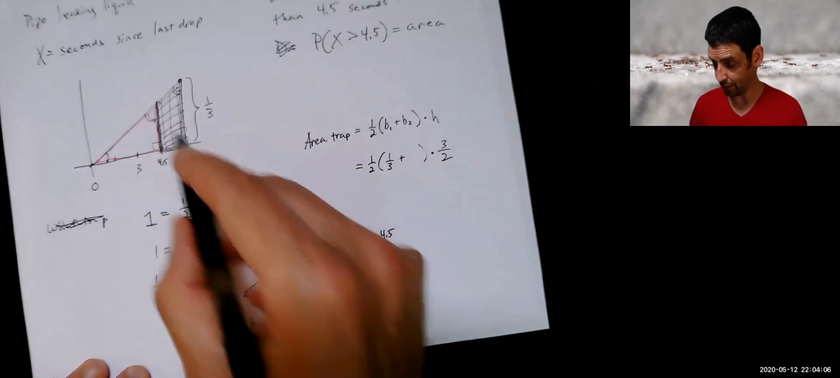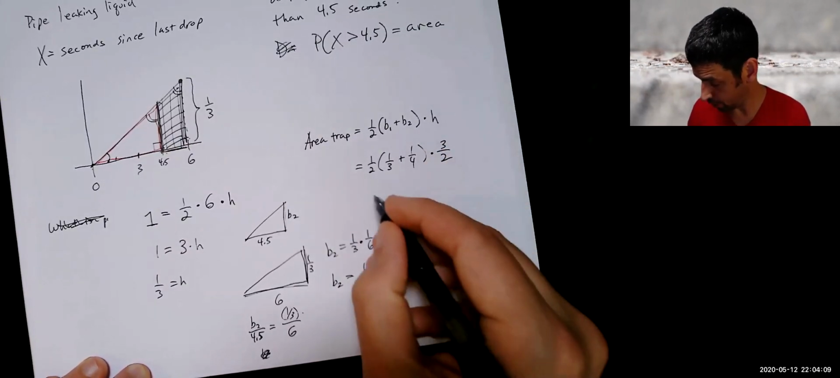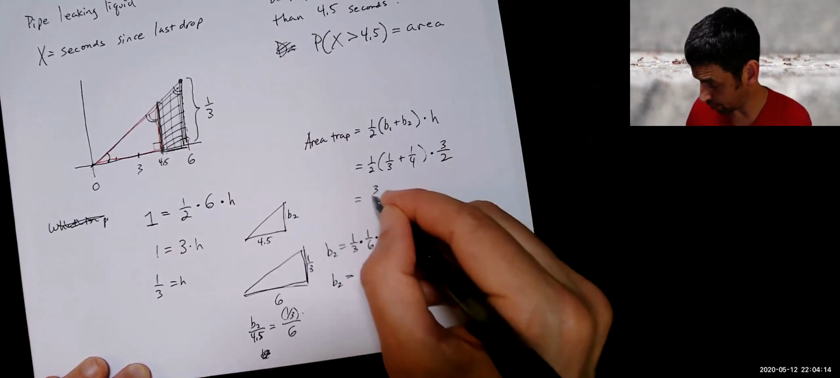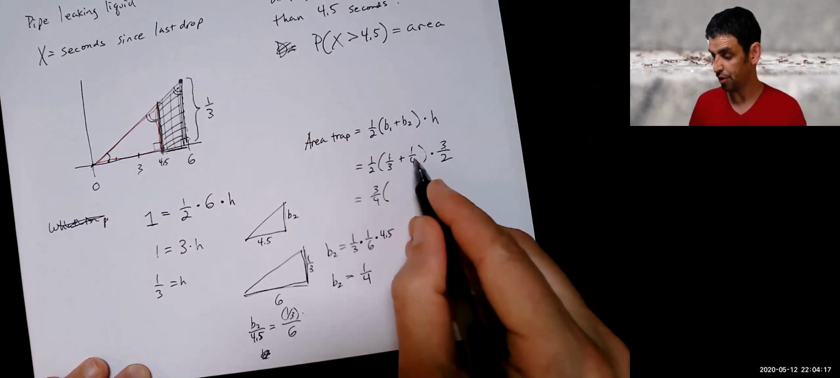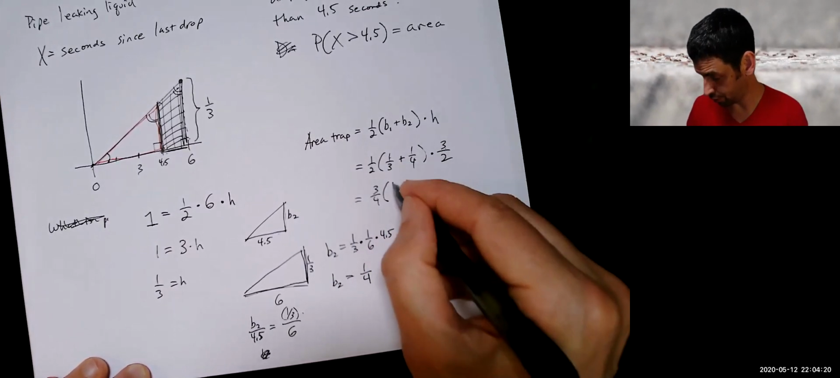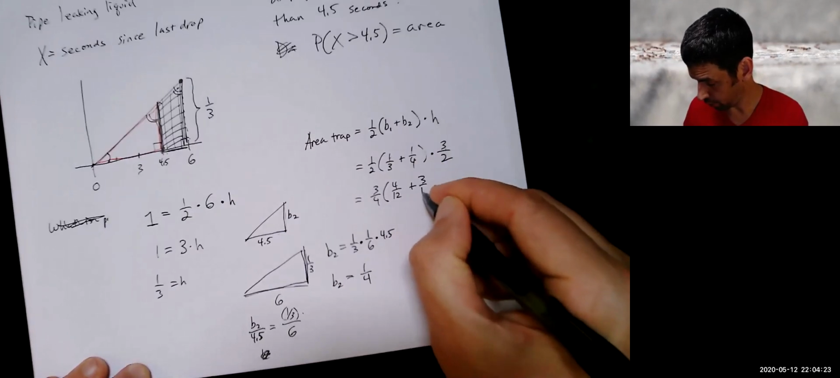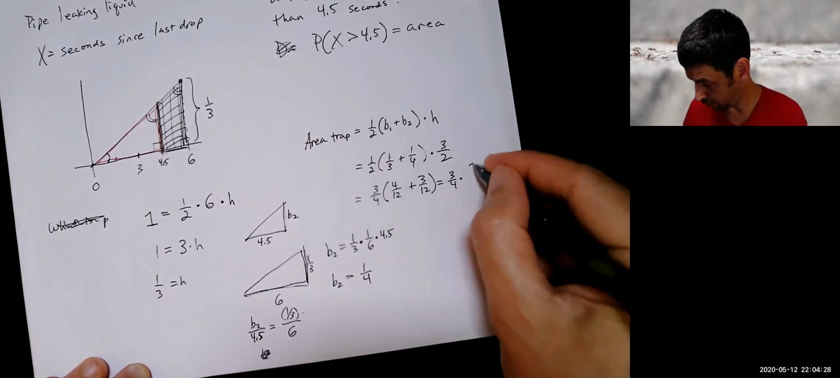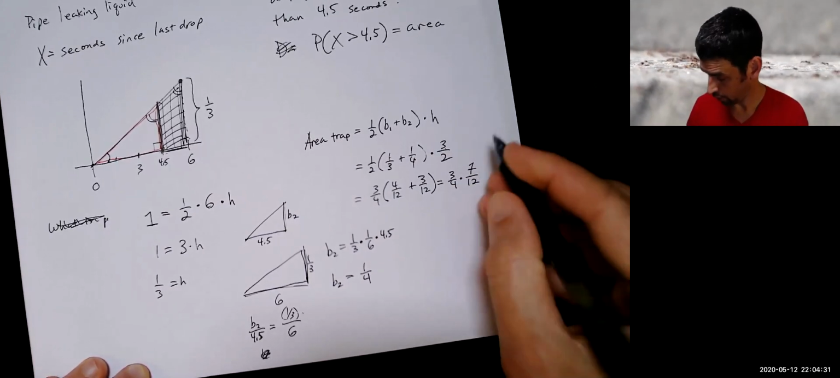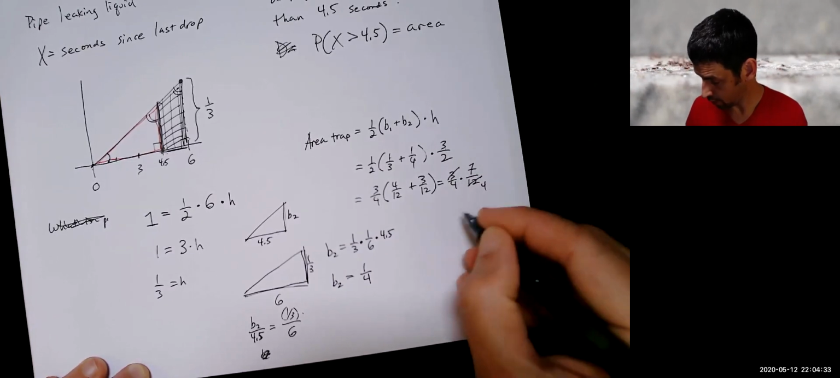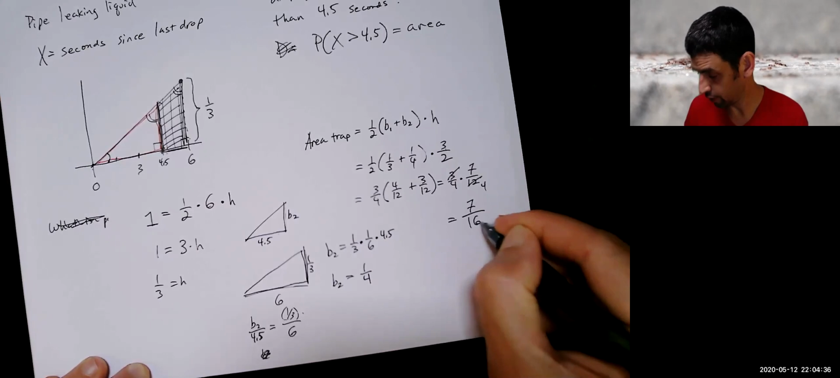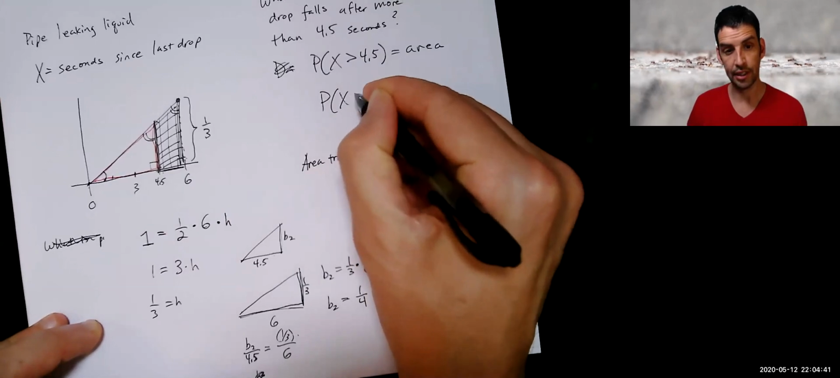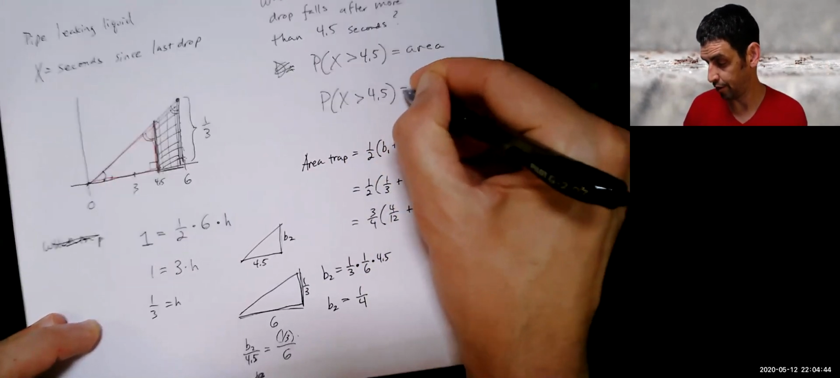Okay, so we've got this base, 1/4. I can put it into this formula. Let's combine these. So I've got 1/2 times 3/2 gives me 3/4. In here, I've got 1/3 plus 1/4, that's 4/12 plus 3/12. So I've got 3/4 times 7/12. Right, I could do a little canceling, and I get 7/16. Okay, and that is the probability that x is greater than 4.5.